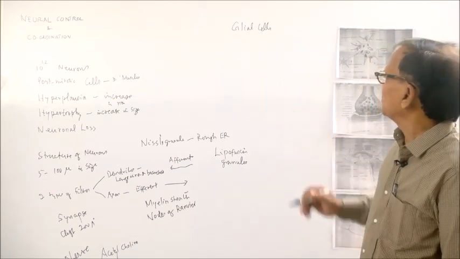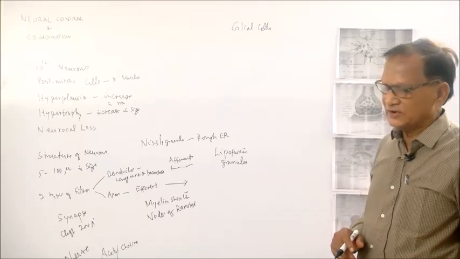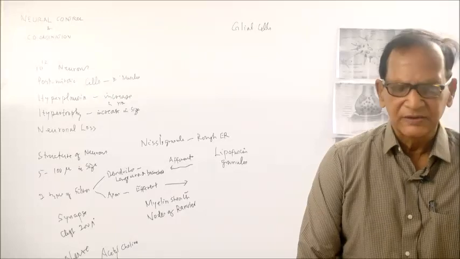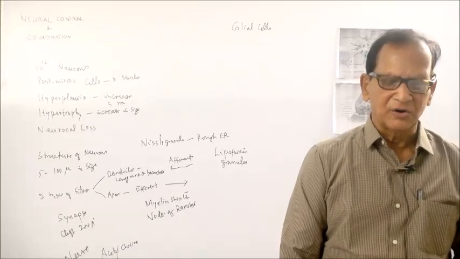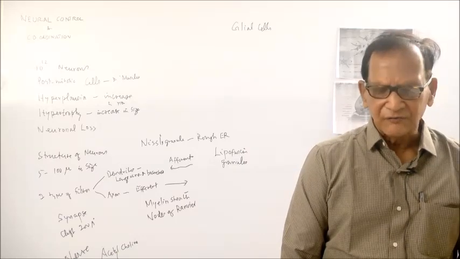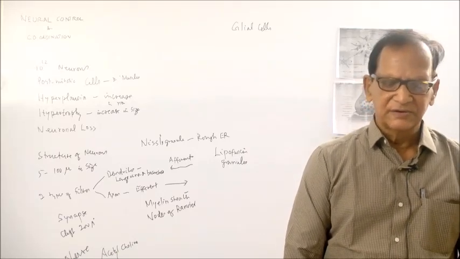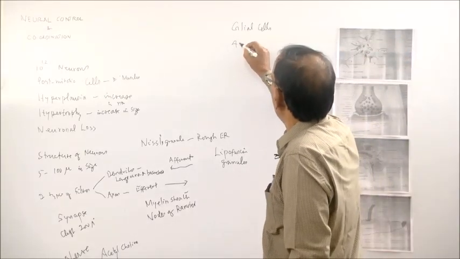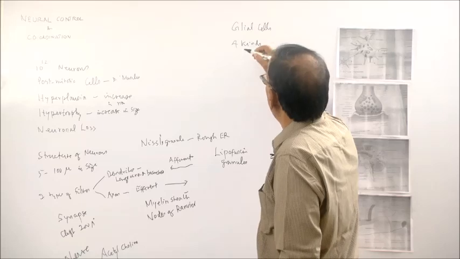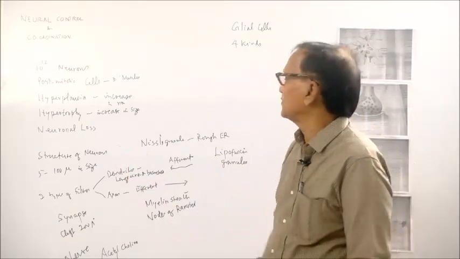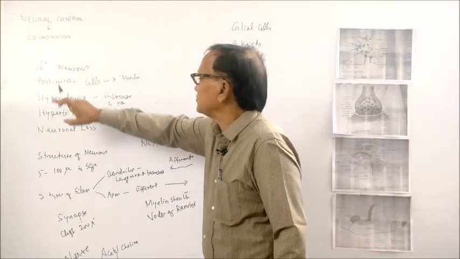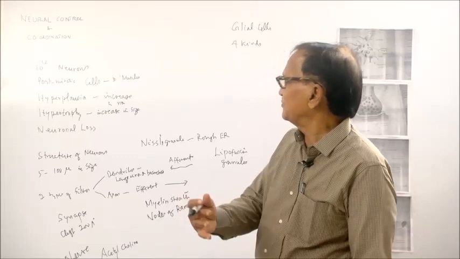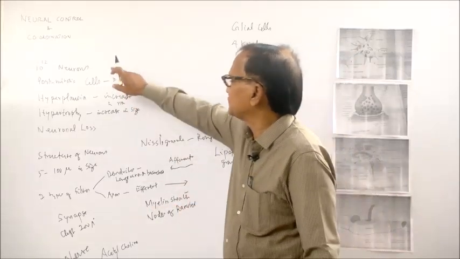Now, next we come to glial cells. What are these glial cells? Apart from neurons in the nervous system, in the brain and the spinal cord, there are non-nervous glial cells. These glial cells are normally of four kinds, and their number is more than that of the neurons. We have said that the number of neurons is about 10 to the power 12, but the number of glial cells in the brain and the spinal cord is much more than that of the neurons.